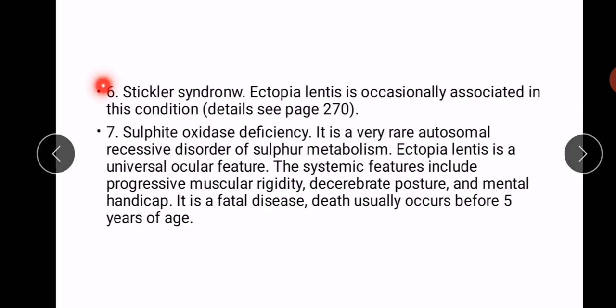Then sixth is Stickler syndrome. Ectopia lentis is occasionally associated with this condition also. And seventh cause is sulfite oxidase deficiency. That is a very rare autosomal recessive disorder of sulfur metabolism. Ectopia lentis is a universal ocular feature. The systemic features include progressive muscular rigidity, cerebrate posture, and mental handicap. It is a fatal disease. Death usually occurs before 5 years of age.